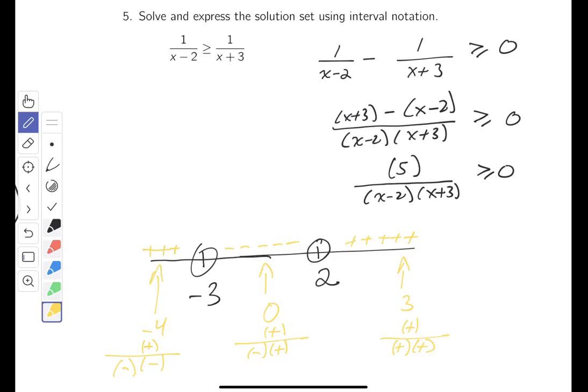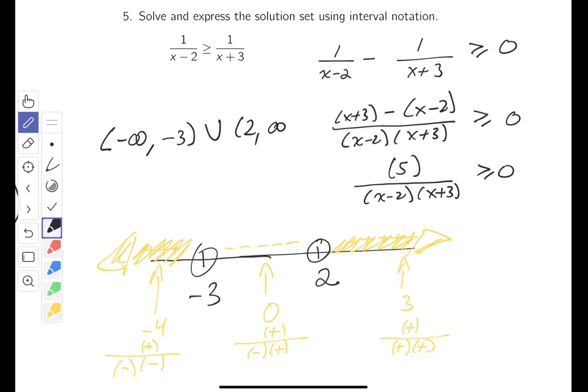What's the question? Let me point it out to you. This is the question. When is it greater than 0? When it's positive. So here and here. What's the other question? When is it equal to 0? It is never equal to 0. If you plug in minus 3, division by 0. If you plug in 2, division by 0. So what's the answer over here? Minus infinity, that's on the left, up to minus 3, union 2 to infinity.